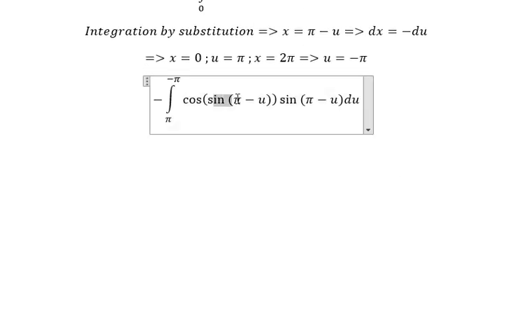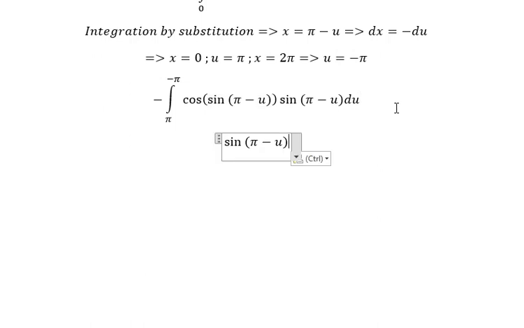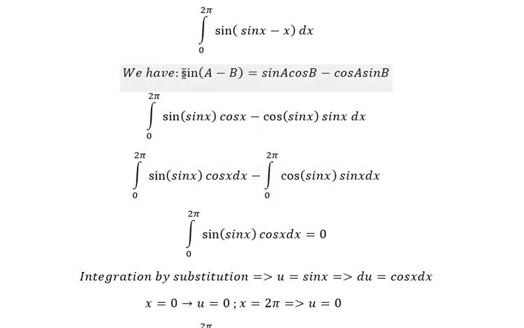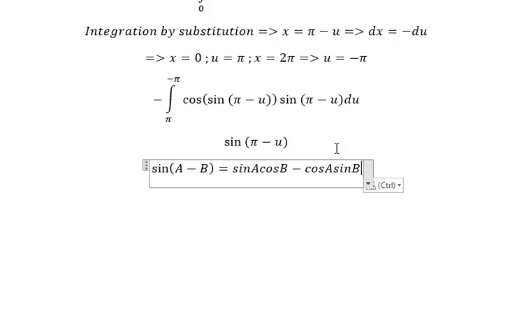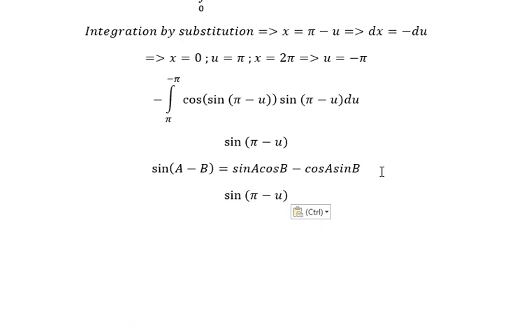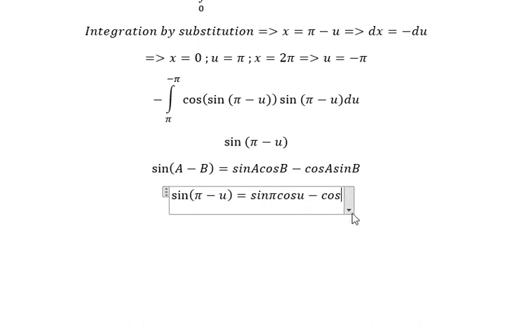So we need to consider this one. We have the same formula here. So we put this one equal to sine π multiplied with cosine u minus cosine π multiplied with sine u. And then we get sine u here.